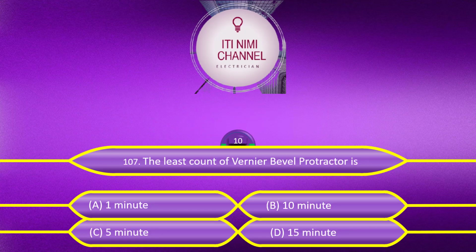The least count of a vernier bevel protractor is option A, 1 minute, option B, 10 minute, option C, 5 minute, option D, 15 minute. The answer is option C, 5 minute.